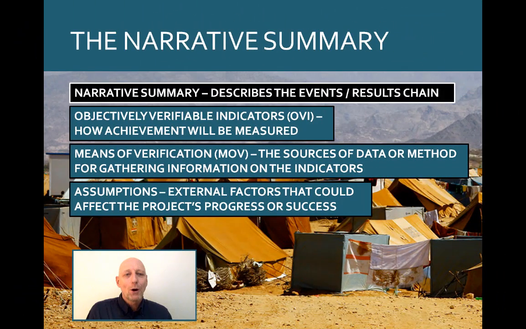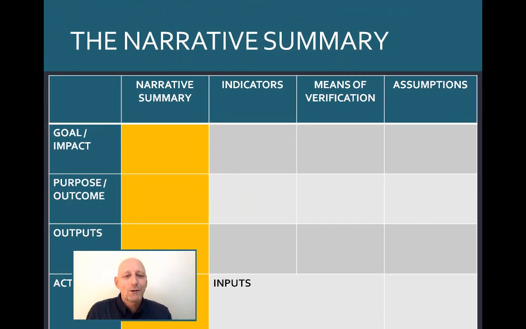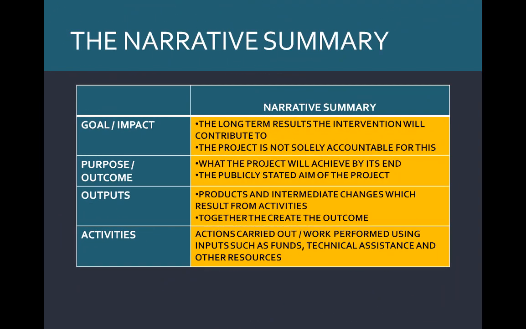So let's look at those columns one by one, and we're going to begin with the narrative summary. Narrative is the story, telling the story of the project. And that is the first column: the activities, the outputs, the outcome, and the impact. We saw this earlier when we looked at the results chain, but let's just recap. The activities are the things that we do, the activities that we carry out using our resources.